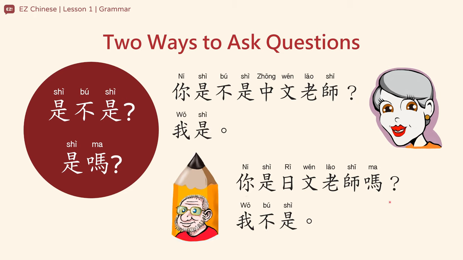你是日文老师吗? Are you a Japanese teacher? 你, you, 是, are, 日文, Japanese, 老师, teacher, 吗? 我不是, 我, I, 不是, am not. 我不是, no, I'm not.